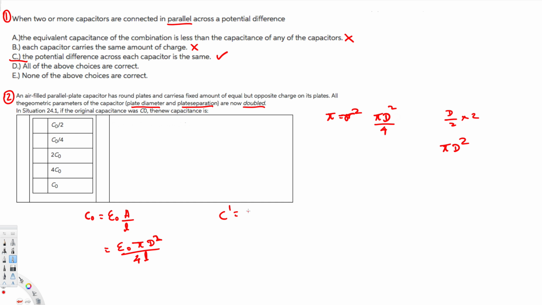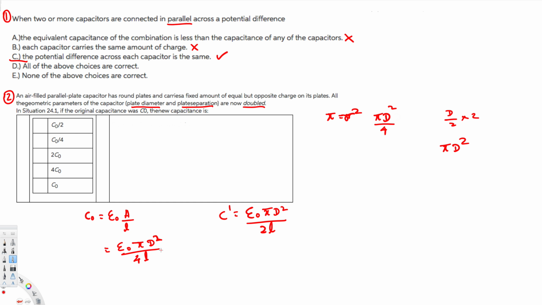So this is going to be the new area. We can write this as epsilon naught pi d squared, and in the bottom we have length. They are saying the plate separation is also doubled, so this is going to be doubled in the denominator. So this is going to be 2 times L, right?